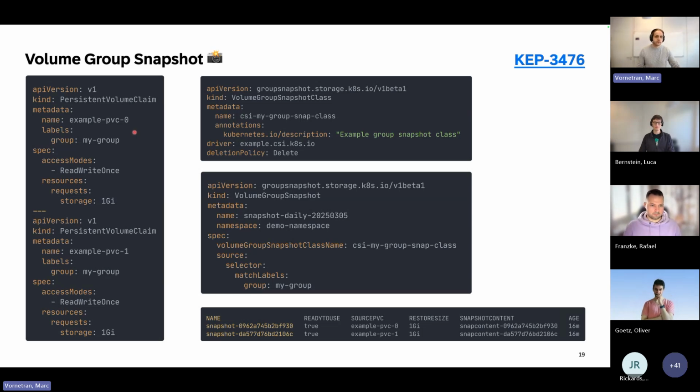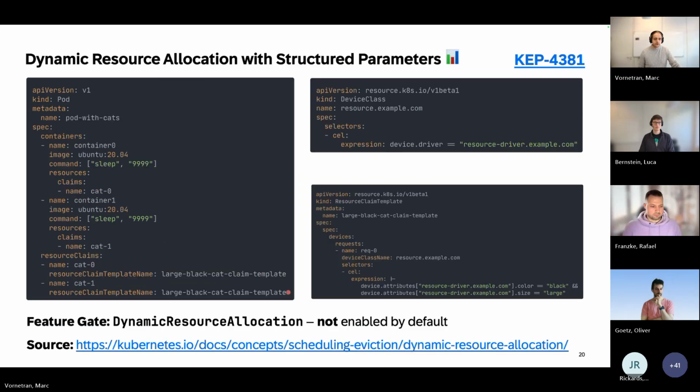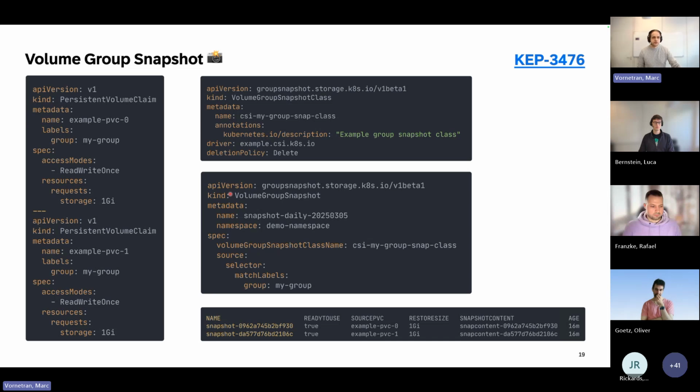So in this example, we have two PVCs that are labeled by a certain group. We then also have a volume group snapshot class that specifies certain attributes about this snapshot. And in our volume group snapshot that we create, we use the selector for the label to target all our PVCs in this group. And we end up with volume snapshots being created at exactly the same time, which you then, for example, could use for point-in-time restores at a later point. And yeah, I didn't mention it, but this is also enabled by default.